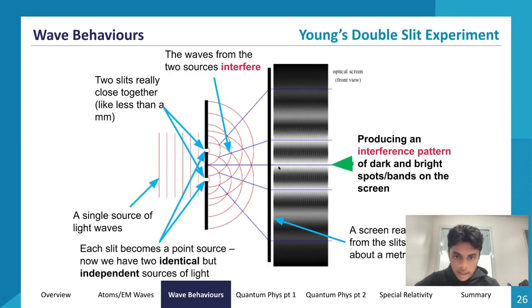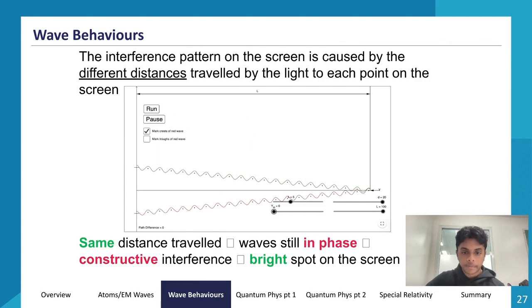If we go back now, the two waves travel the same distance to the midpoint over here. So they'll be in phase, and they'll undergo constructive interference to the greatest degree to form the middle white band. We call that a central maxima. It forms the central maxima because these two travel the same distance to get to the middle, so they exhibit constructive interference and produce a very bright white band. And so that results in a bright spot on the screen.